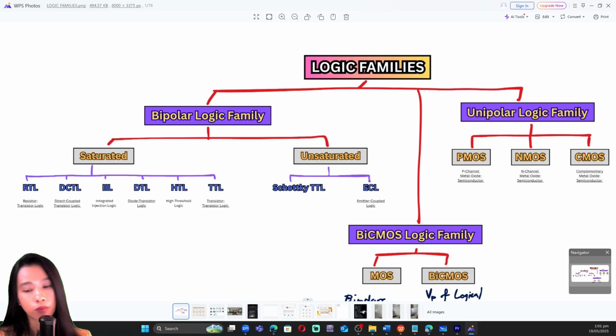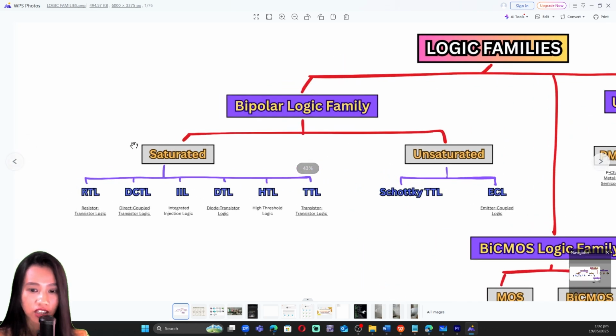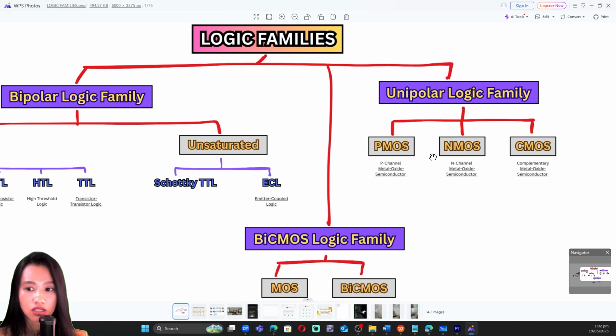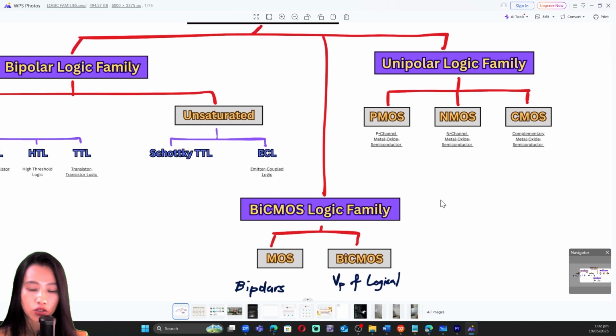They also have higher power consumption, itong bipolar logic family natin. They generally consume more power, ito, compared dito sa kabila natin. We have the CMOS, ito, yan, CMOS or the BiCMOS.